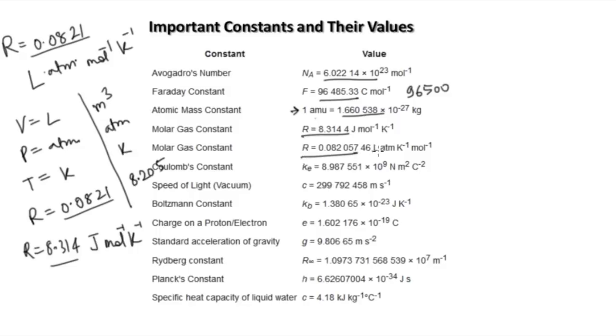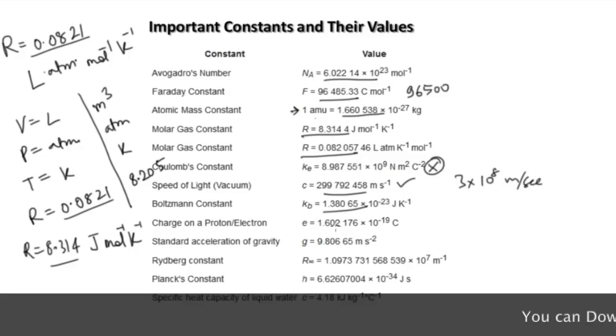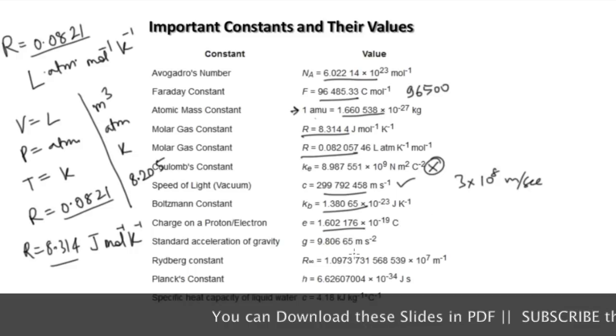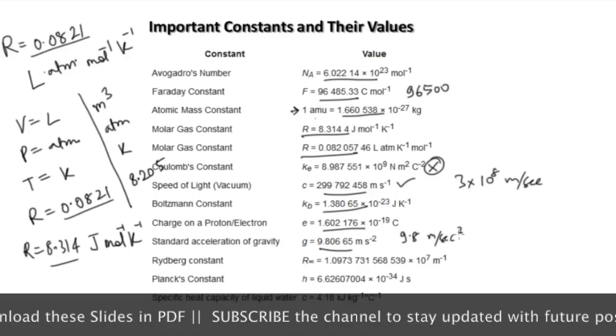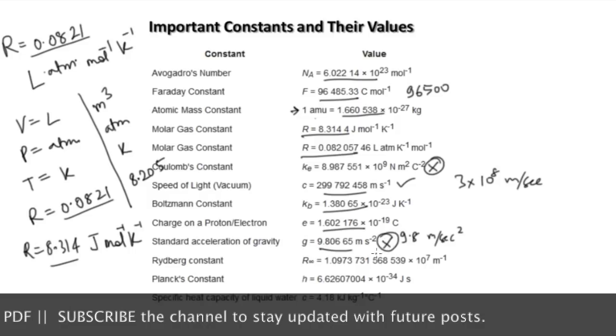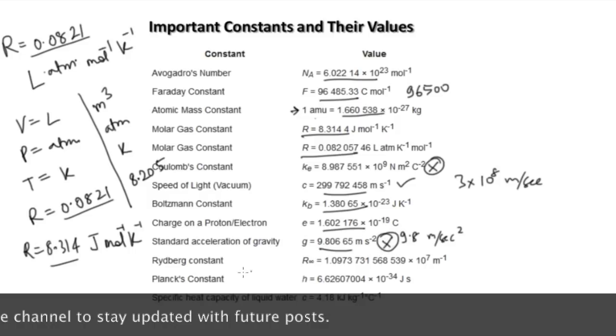The R value we already discussed. Coulomb's constant is not that important for chemists, so don't worry about it. Next is the speed of light, which we all know is 3 into 10 to the power 8 meter per second. You don't need to remember this particular term. The Boltzmann constant value you will have in your exam. The charge of an electron or proton is 1.6 into 10 to the power minus 19 coulomb. Standard acceleration of gravity is 9.8 meter per second square, although it is not that important for chemists.